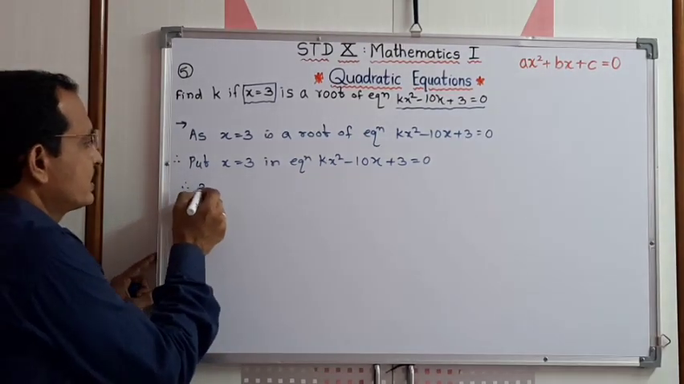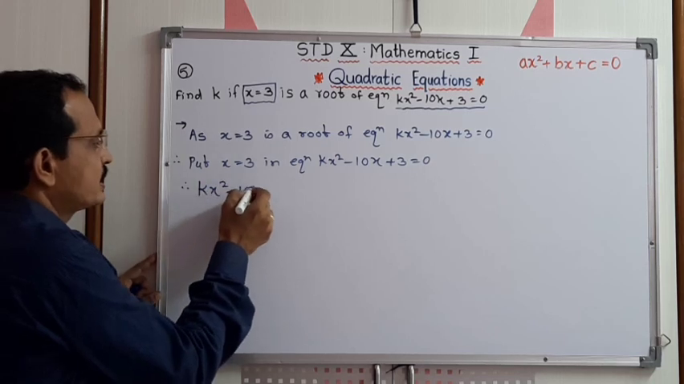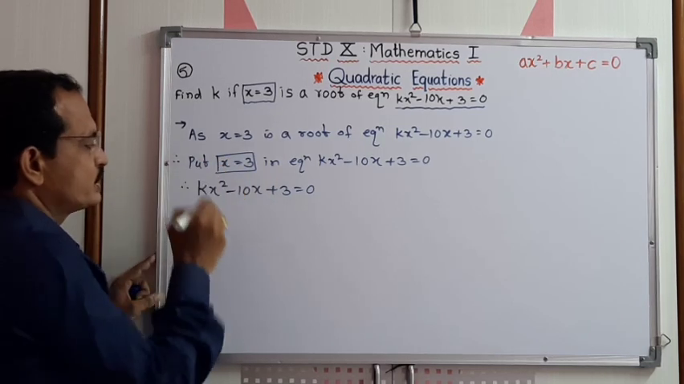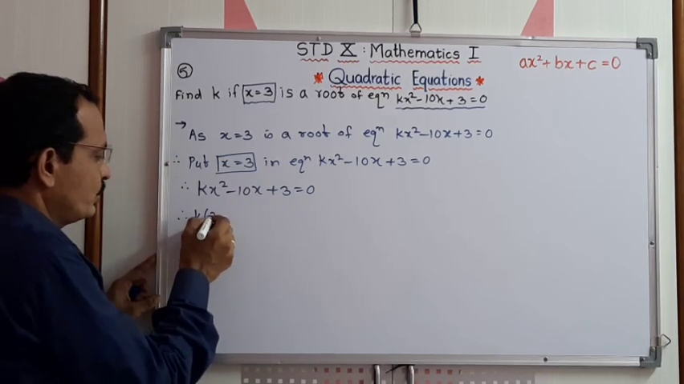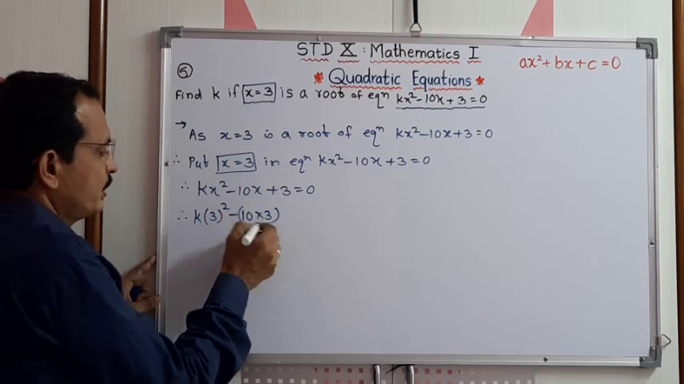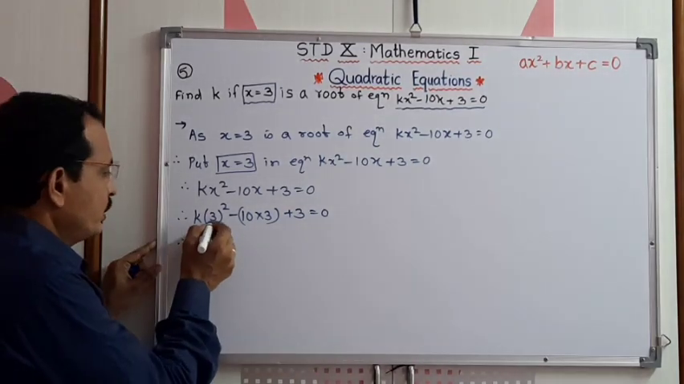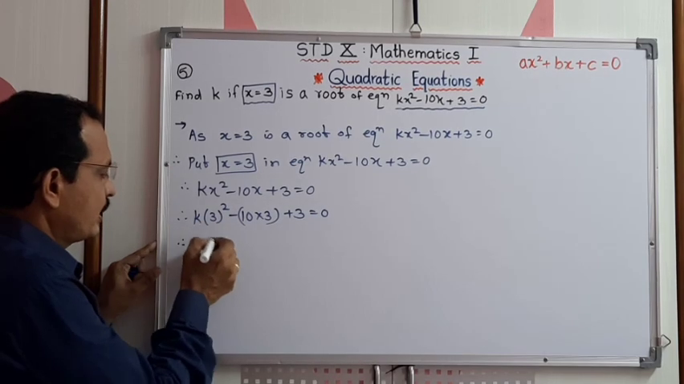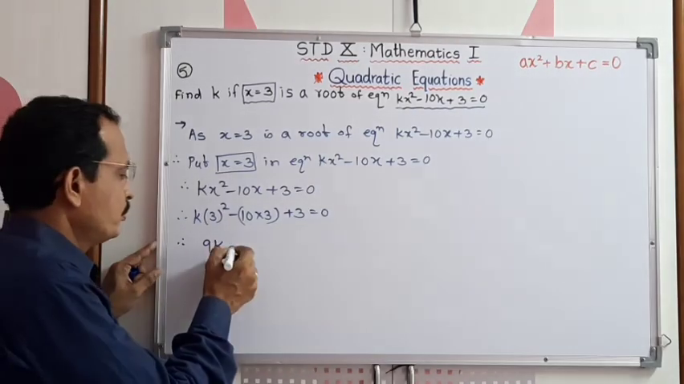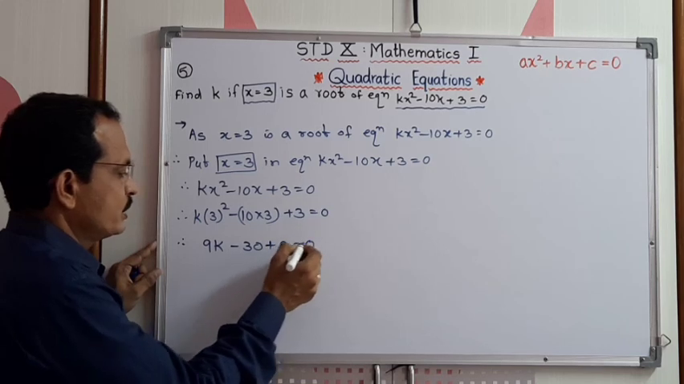Now see here, kx square minus 10x plus 3 equal to 0. We have to put x is equal to 3, therefore k into 3 square minus 10 into 3 plus 3 equal to 0. Now the square of 3 is 9 and this k as it is. We have to make the square of only 3. Minus 10 into 3, that is 30, plus 3 equal to 0.